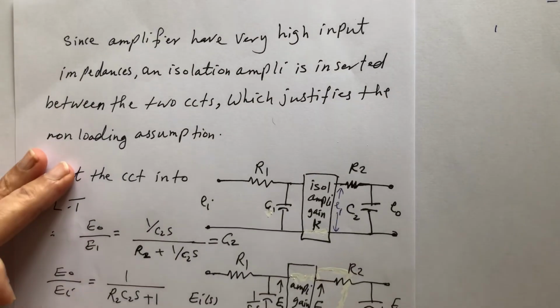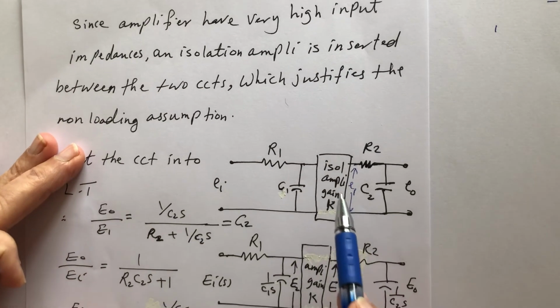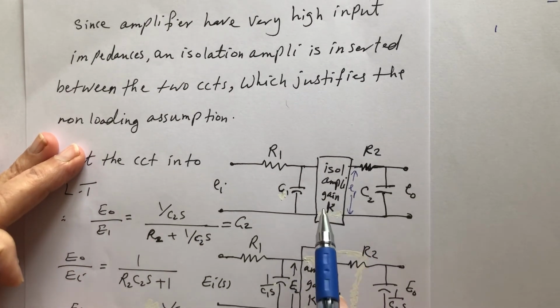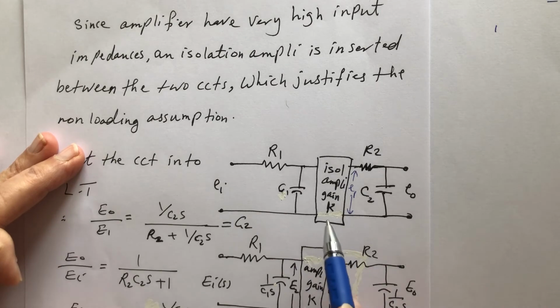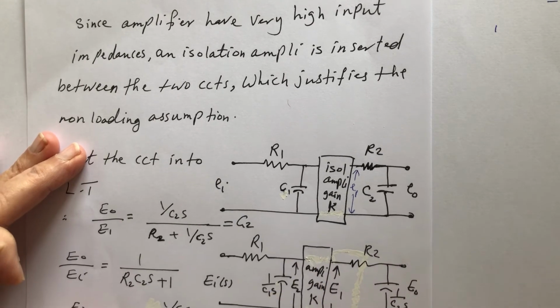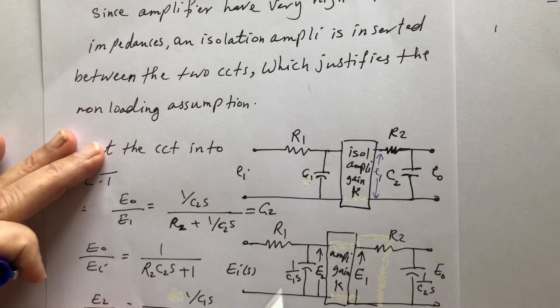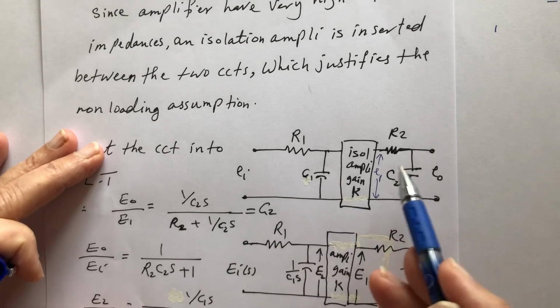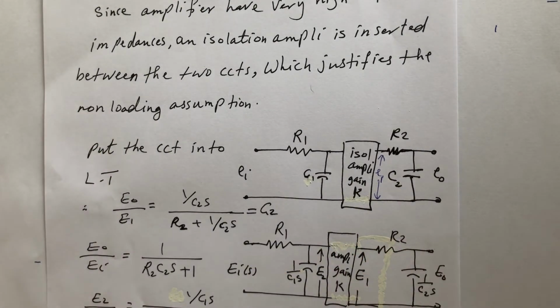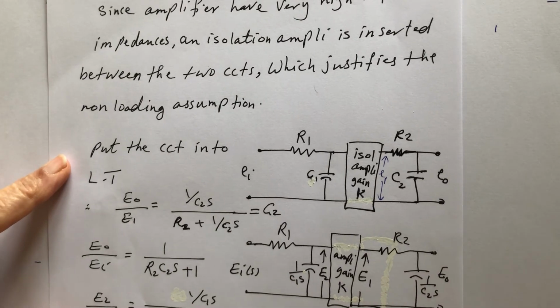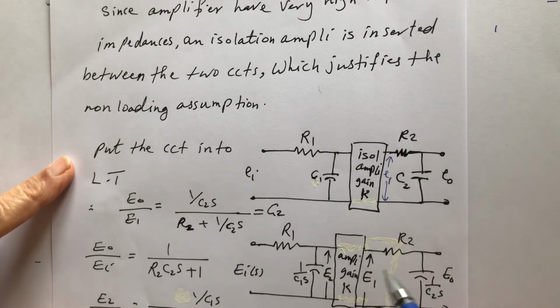What they do is put a separation, which they call an isolating amplifier or buffer with gain K. You know that the amplifier has an infinite input impedance, so this will not affect that. In that way, I can get rid of the loading from one circuit to another.